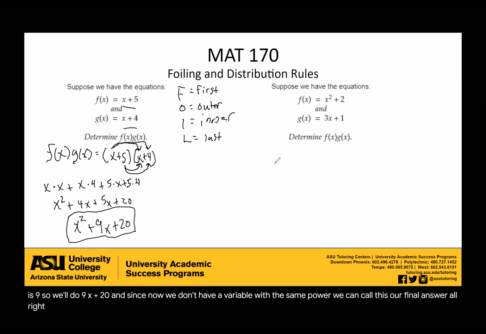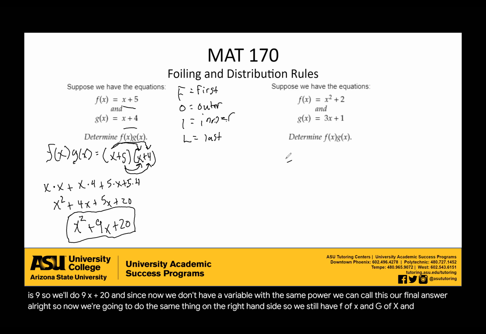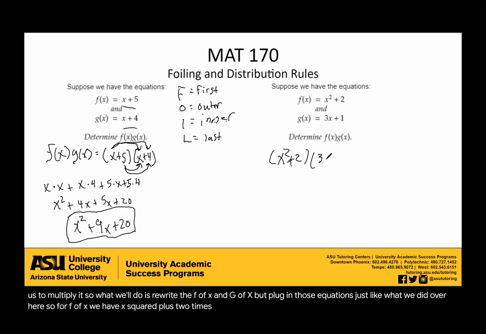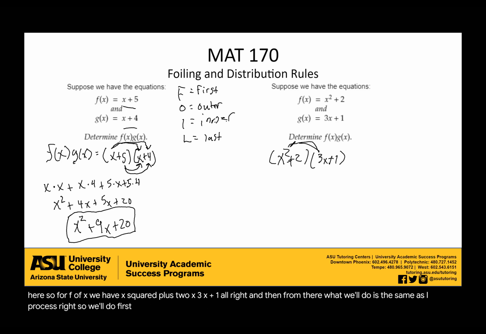All right, so now we're going to do the same thing on the right-hand side. We still have f of x and g of x, and they want us to multiply them. So we'll rewrite the f of x and g of x, plugging in those equations, just like what we did over here. So for f of x, we have x squared plus 2, times 3x plus 1. Then from there we'll do the same exact process: first, outer, inner, and then last.